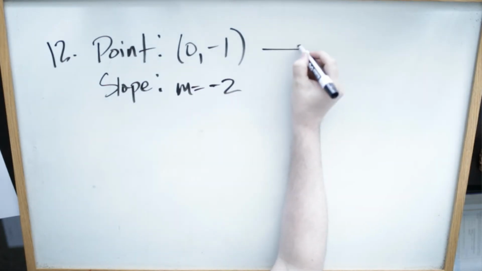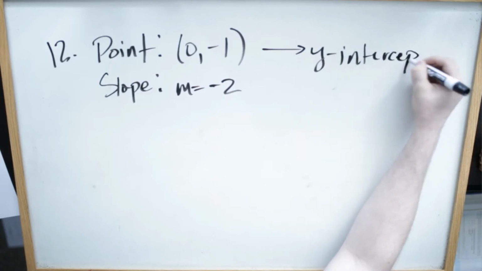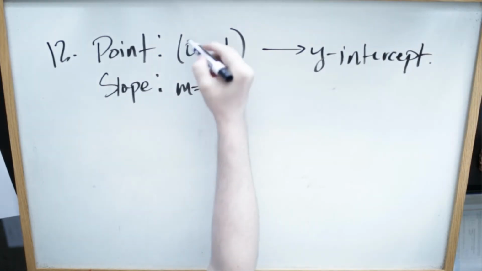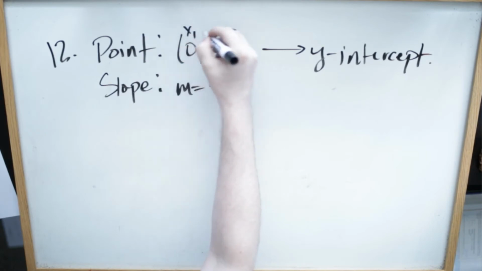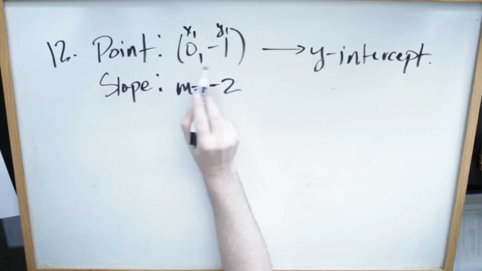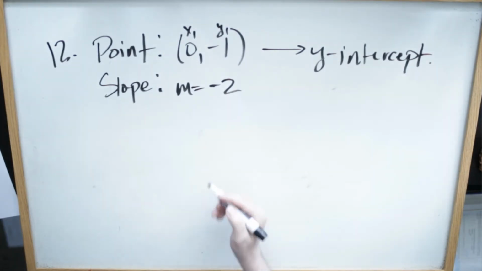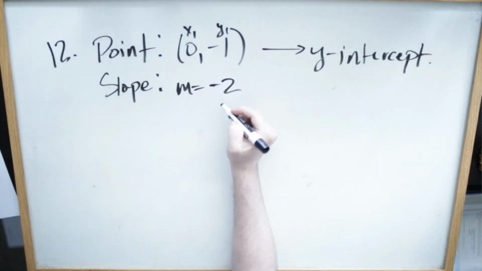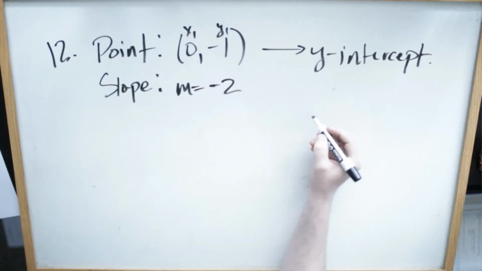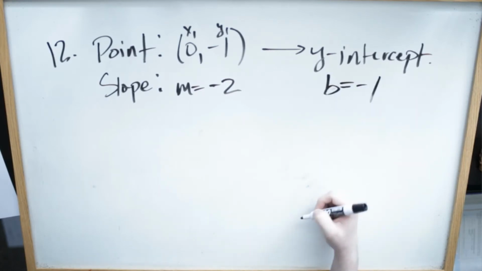notice that this actually is a y-intercept. Okay, the point. So this is an x value. You can think of this as like an x1. Here's your y1. Your x value is actually 0, which means that this lies right on the y-axis. If you were to graph it, you would see that is the case. So it's 1 unit below where the x-axis is on the y-axis. So the y-intercept is actually going to be the value b equals -1.